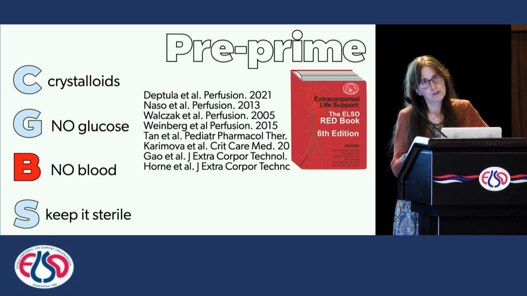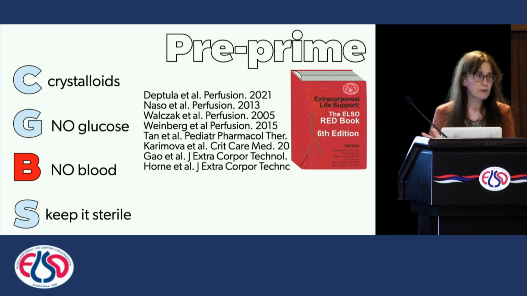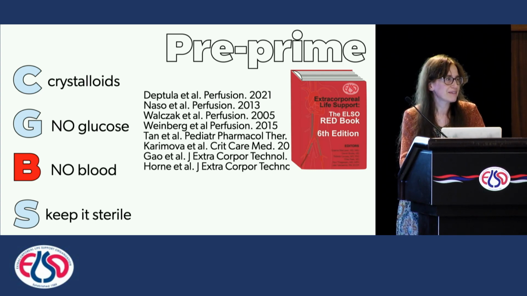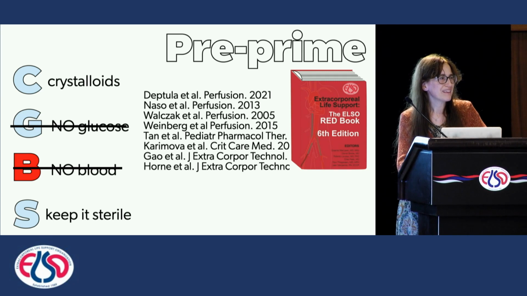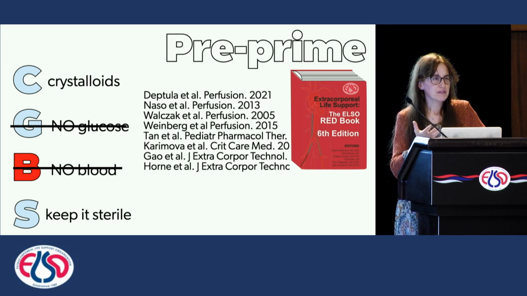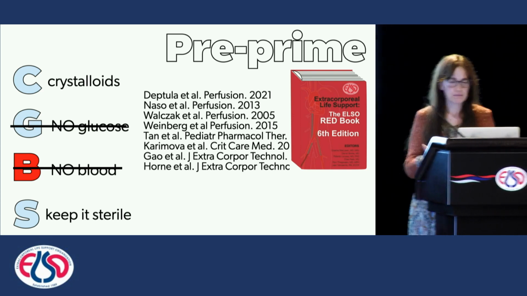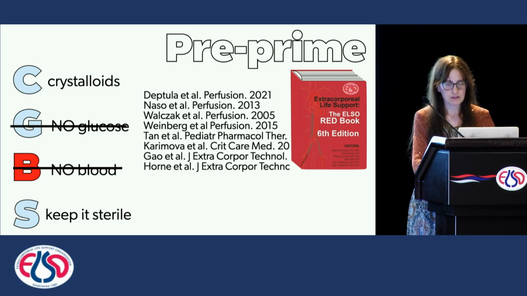You should consider that you should follow some rules to improve the safety of your circuit. So go for a complete crystalloid priming, a clear solution, without adding any glucose, albumin, or blood, so without adding anything which could promote bacterial growth, and keep it sterile. Personally, even if it is not required, I wear sterile gloves and a sterile gown, and I make all the connections before taking the circuit out of the box. So I add my sampling lines and the eventual connectors I need before removing the circuit.